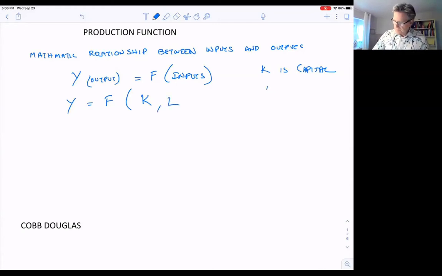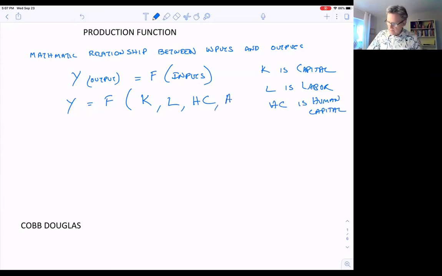Labor, L is labor, which is workers, unskilled workers. But you got to give those unskilled workers some skills, and that is human capital. So HC is human capital, which are the skills that workers have to do their job.